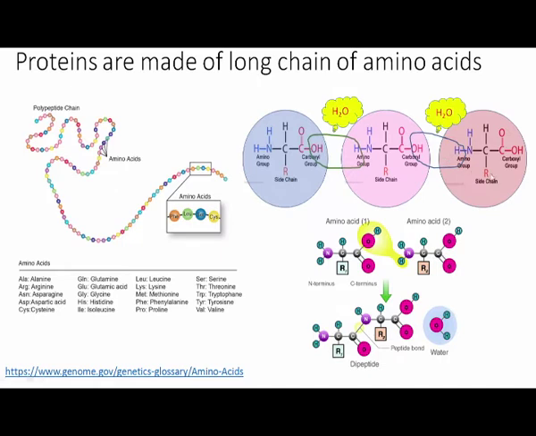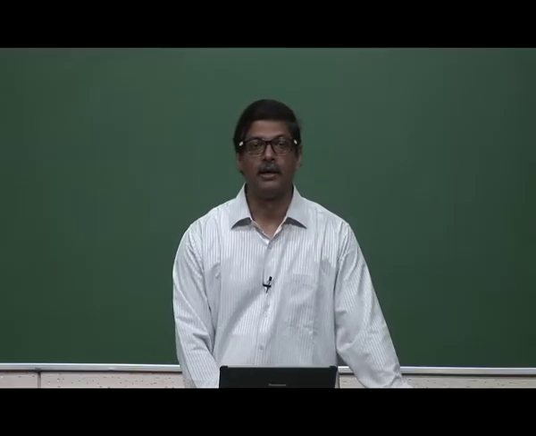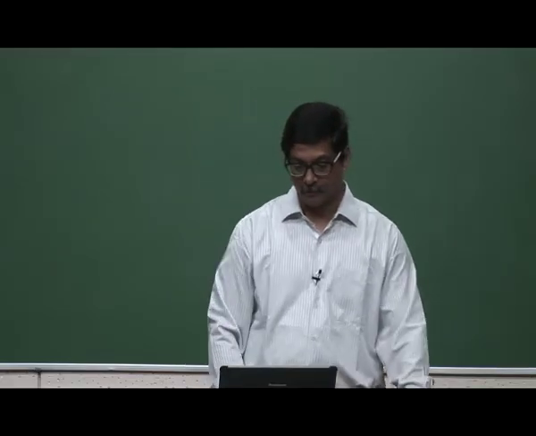That means 3 amino acids are connected by 2 peptide bonds. That is called a tripeptide. If there are 4 amino acids connected by 3 peptide bonds, that will be called a tetrapeptide, and so on.